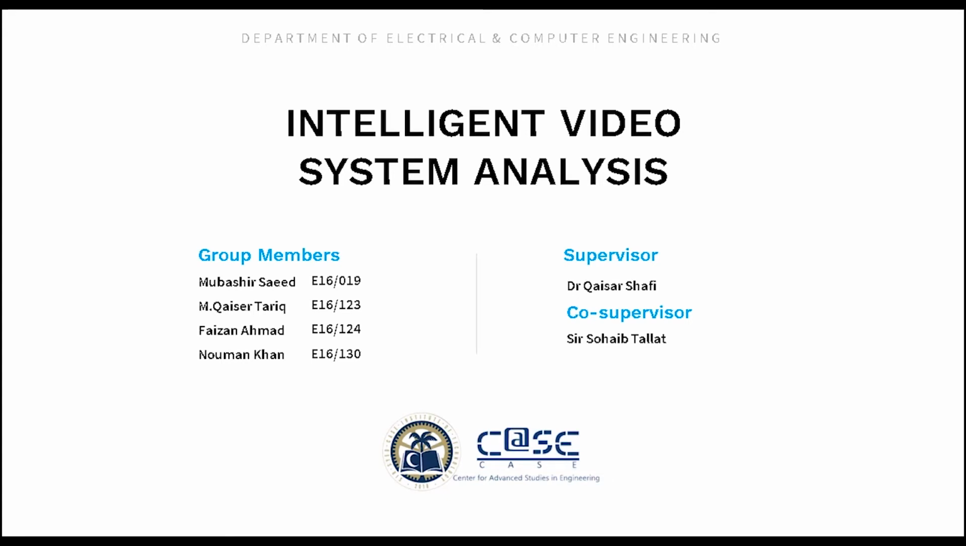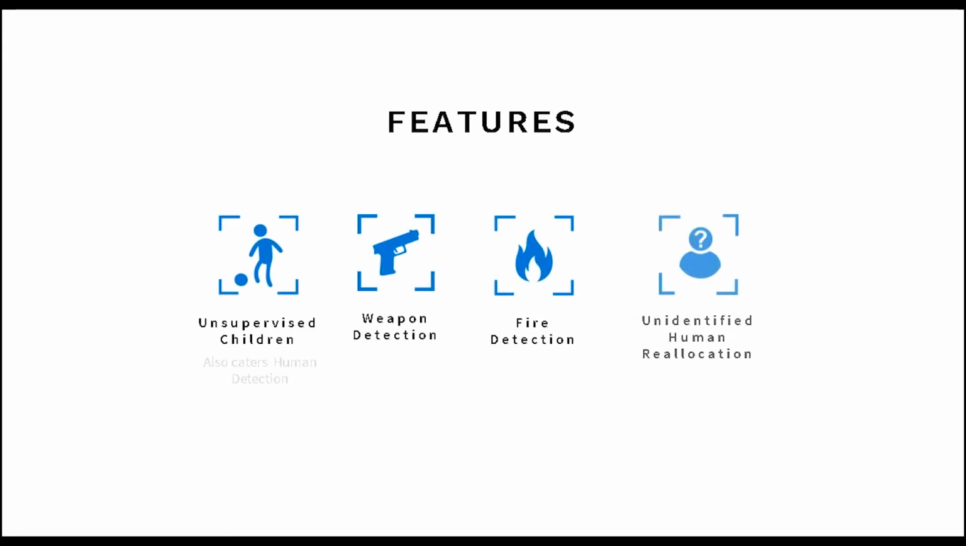Intelligent Video System Analysis is a general security system designed for human surveillance. It's a deep learning based project that can generate early alarms to inform the user before a possible disaster. Features that we want to implement were unsupervised child detection, weapon detection, fire detection, and unidentified human relocation detection.